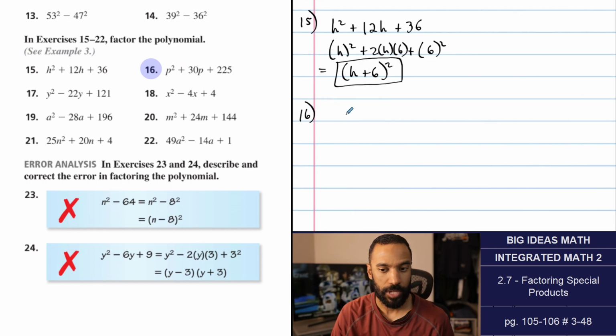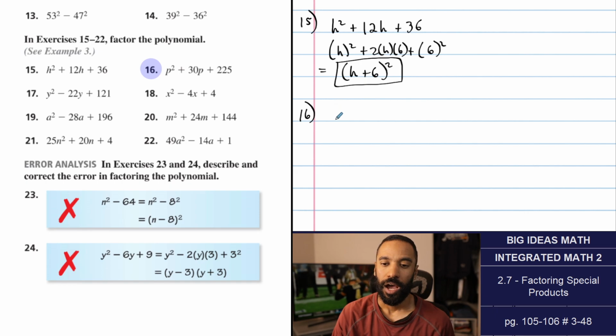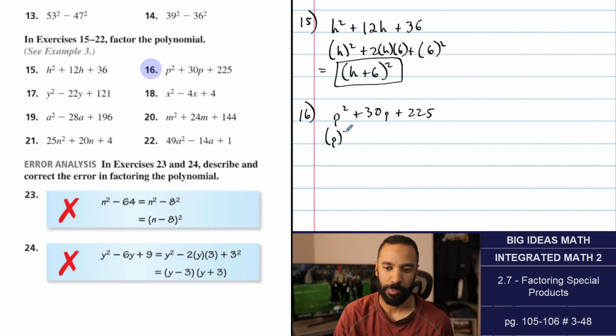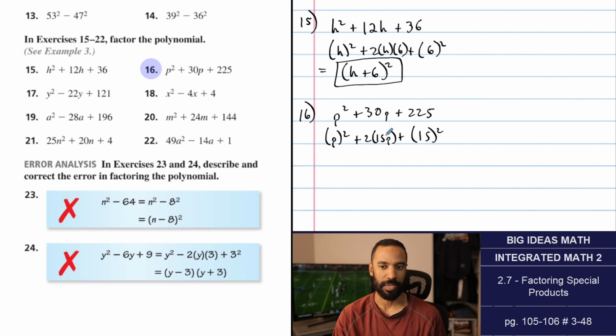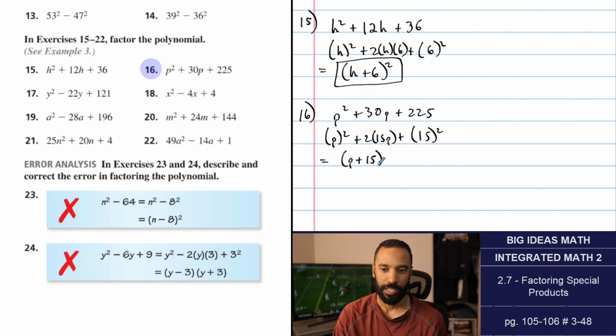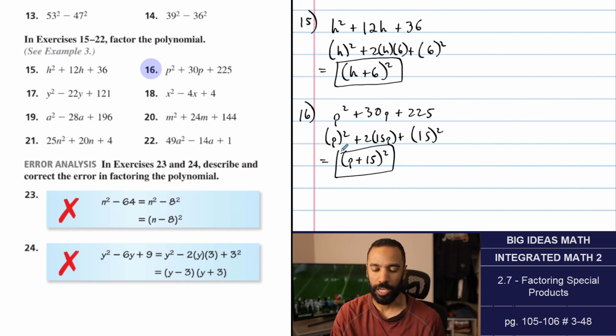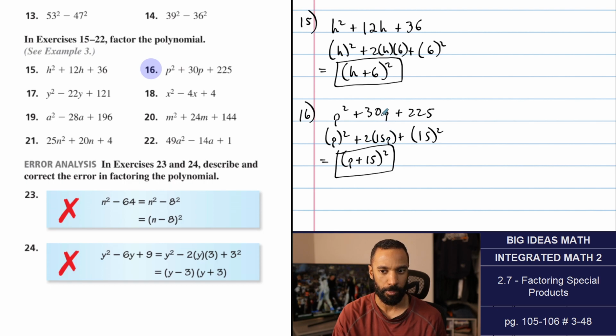This section is here for a reason. It really is. P squared plus 30p plus 225. So here P is being squared, here 15 is being squared, and 30 is doubling 15p. I'm just going to put 15p, boom, right in between, 15 times p. So this becomes P plus 15 quantity squared. And notice, another good thing about this is realizing and recalling that this is not just P squared plus 15 squared. There's a whole middle term, the linear term there.